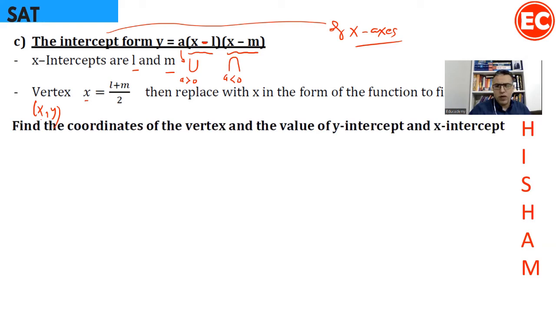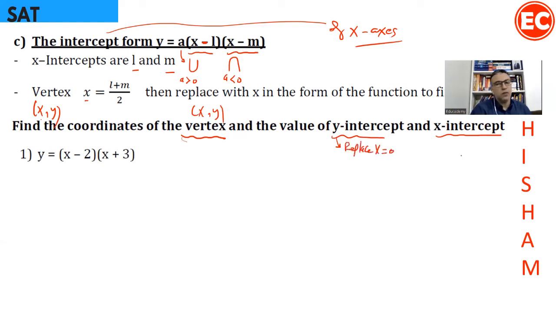Let's go directly to one example. Here, it says: find the coordinates of the vertex, x and y. Find the value of the y-intercept, find the value of the x-intercept. Let me remind you that if I want to find the y-intercept, I replace x with 0. And to find the x-intercept, in this case, this is the easiest one because I have the x-intercepts directly. While you are solving the third form, I prefer to start by sketching.